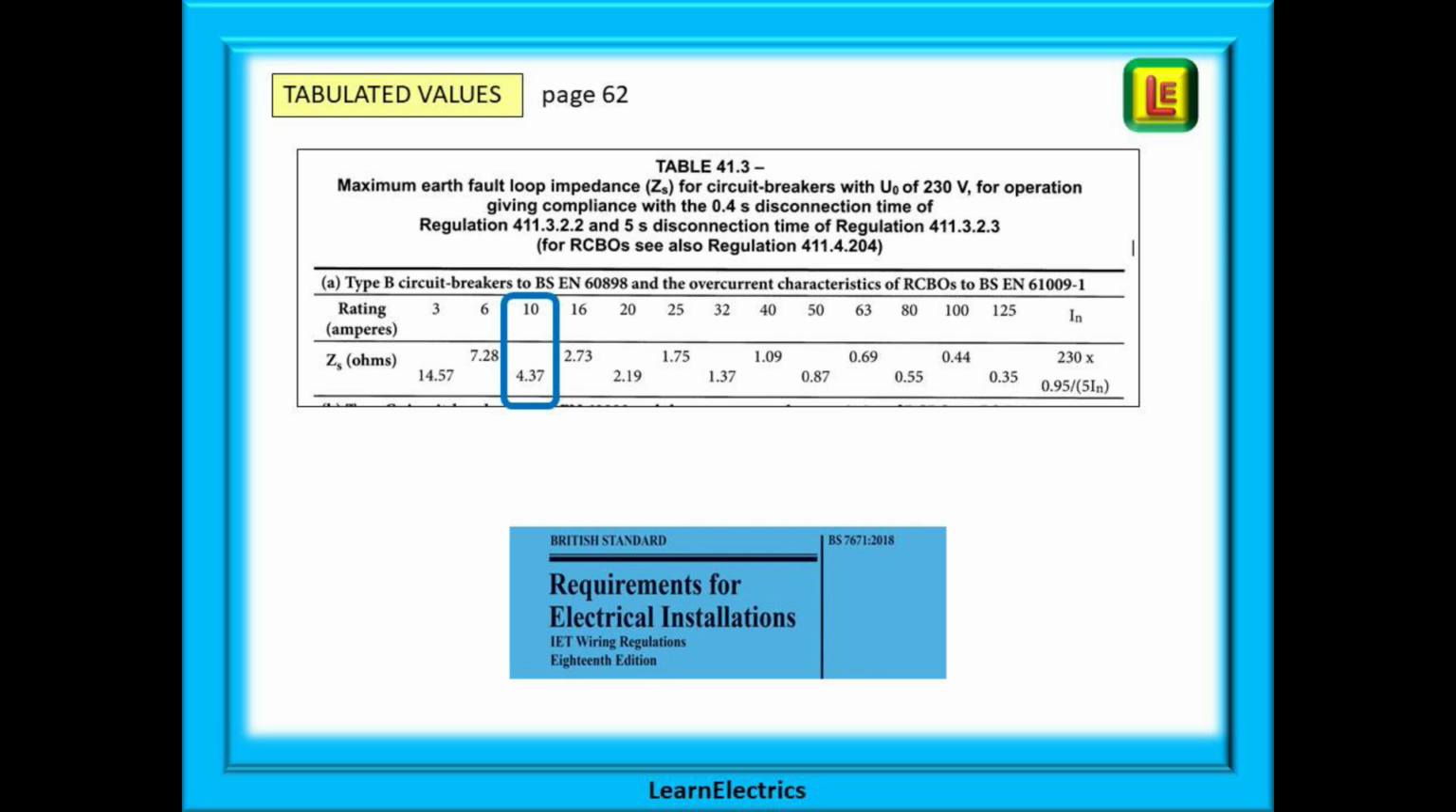In normal circumstances we would not use the raw values, we would just go straight to this page 62, to find ZS in this table. But it's good to know where it comes from.